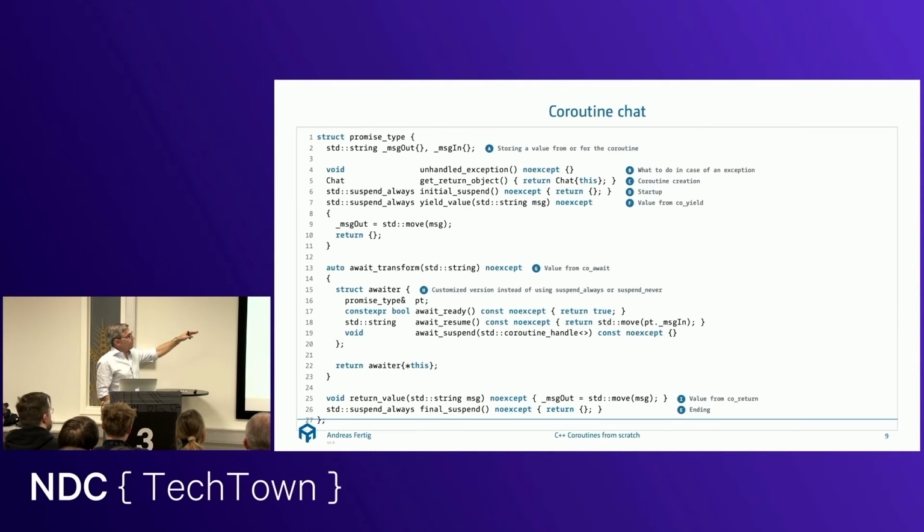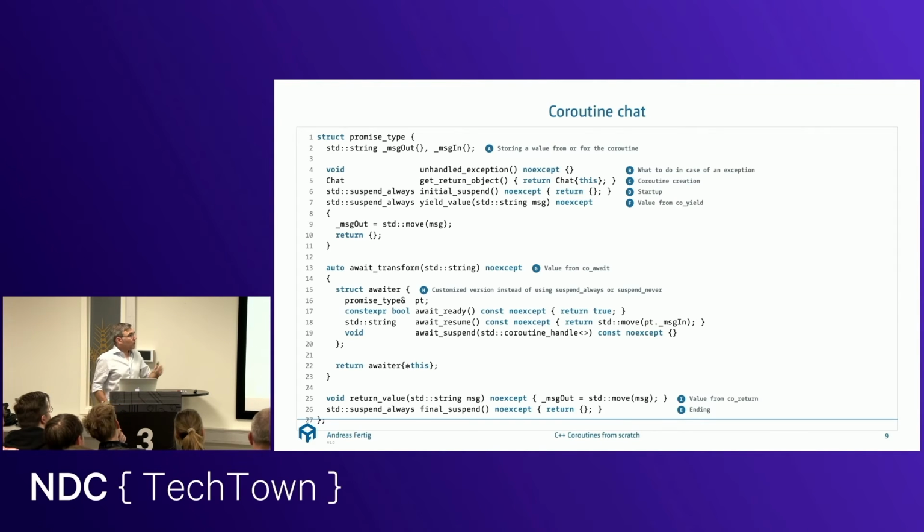For yield value, this is being called once we say co_yield. So I take a std::string by copy here, I move it into my variable msg_out, and I return a default constructed std::suspend_always. Suspend always is one new type that we have in the standard library together with suspend never. All they should practically signal is, does the suspension point suspend always or never? We will see an implementation of them later.